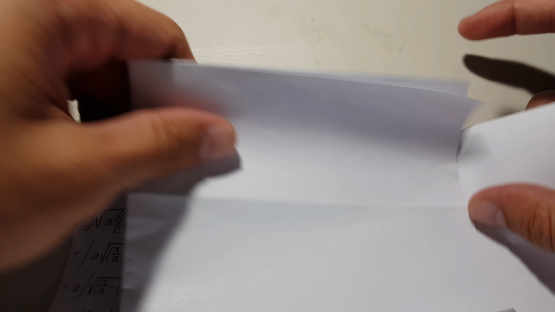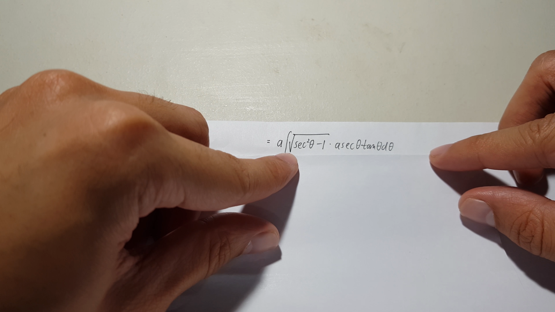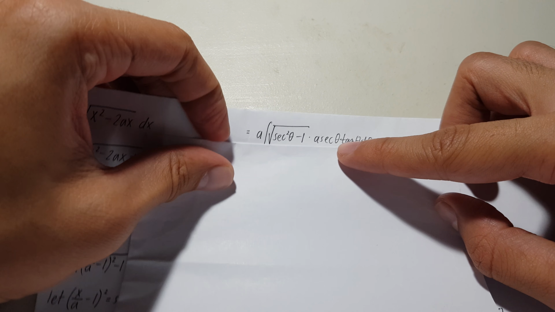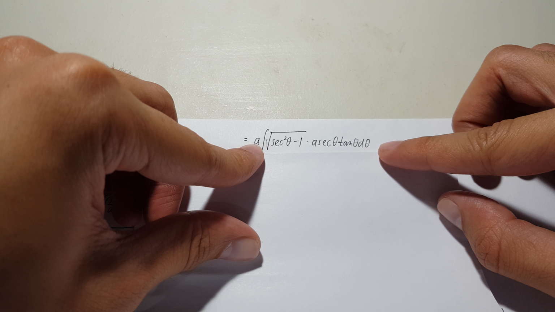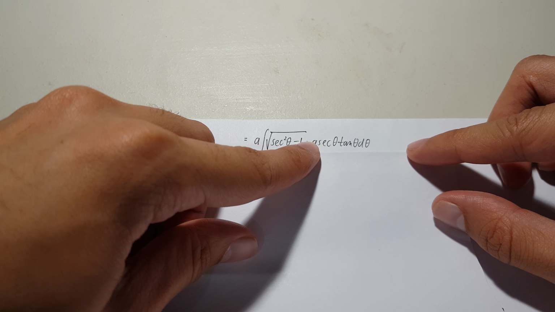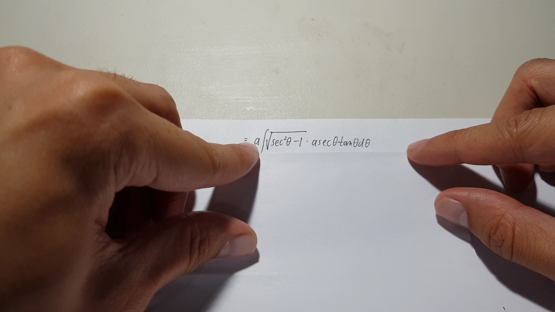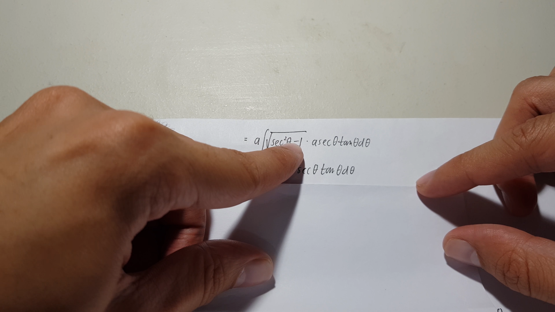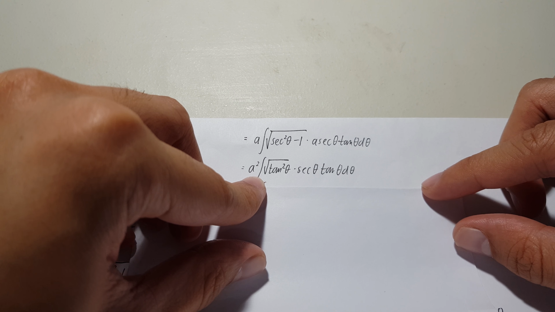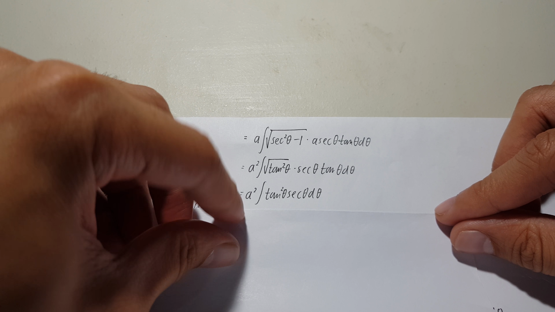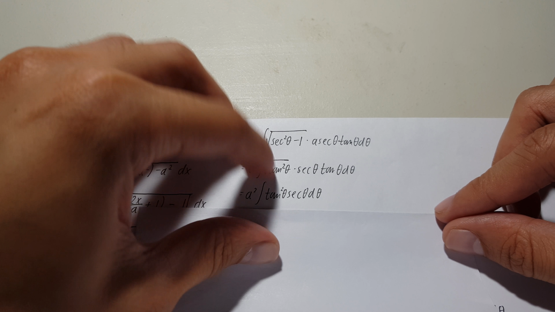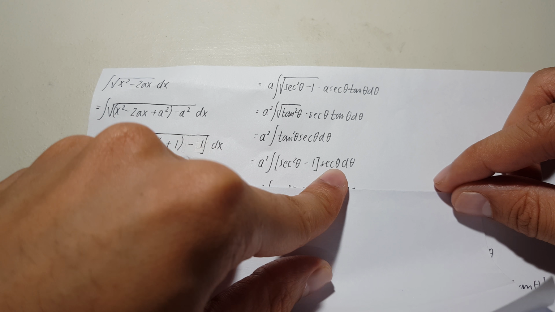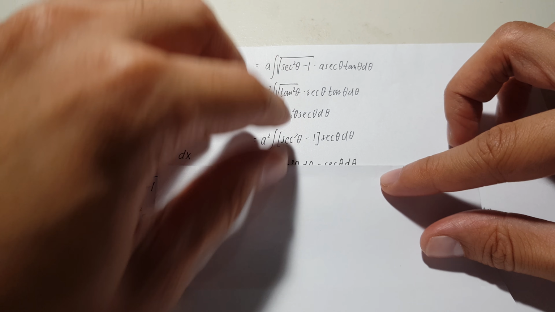Going back to our integral, substituting x over a minus 1 quantity squared with secant squared theta and our dx with a secant theta tan theta d theta, we can now bring this a out and multiply with this a, giving us a squared. Also, secant squared theta minus 1, rewriting it as tangent squared theta. Simplifying things, we'll get this. And turning tangent squared theta into secant squared theta minus 1, now we can multiply secant theta to both of these terms, giving us this.